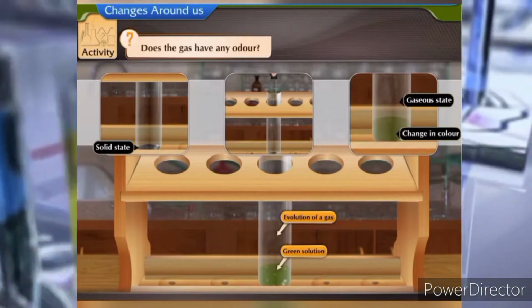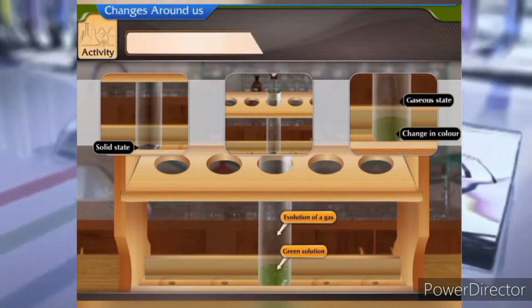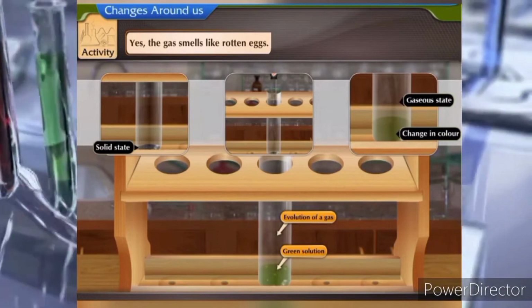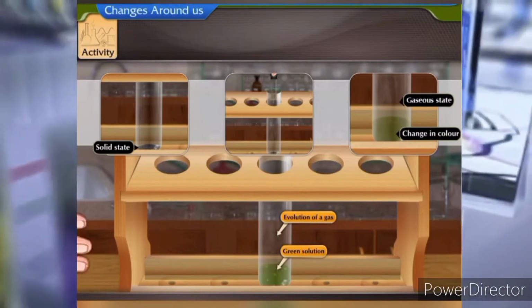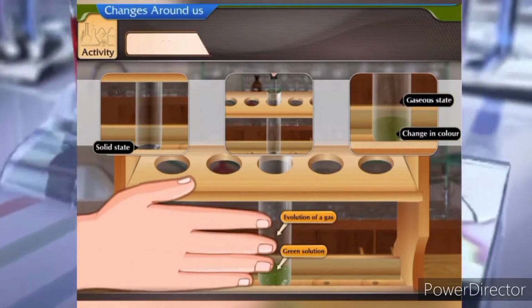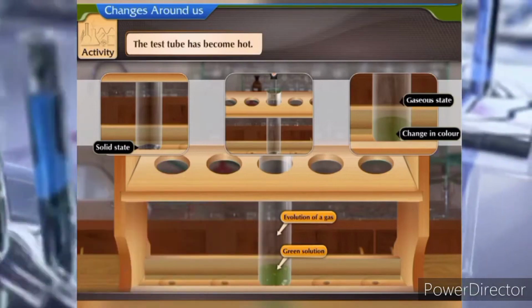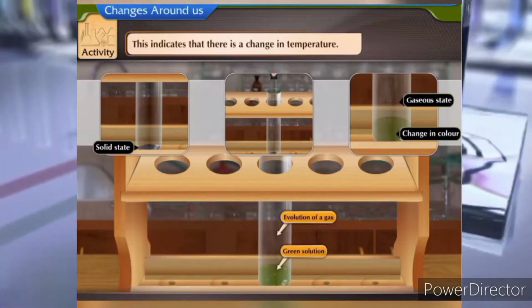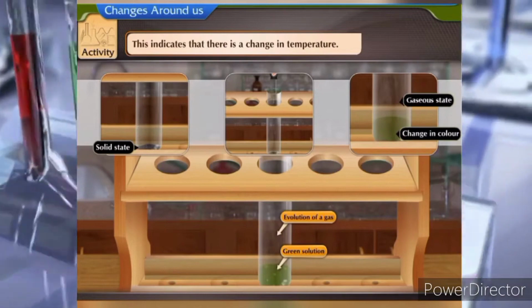Does the gas have any odor? Yes, the gas smells like rotten eggs. Now, touch the test tube. The test tube has become hot. This indicates that there is a change in temperature also.